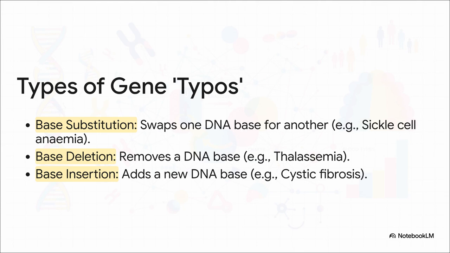And what's really fascinating is looking at the different ways that genetic typos can happen. You can have a base substitution, where one DNA letter just gets swapped for another. That's what can cause something like sickle cell anemia. Or you could have a deletion, where a letter is just gone. Or an insertion, where an extra one is added. Both of those can throw off the entire reading frame of the gene, which can lead to conditions like thalassemia or cystic fibrosis.